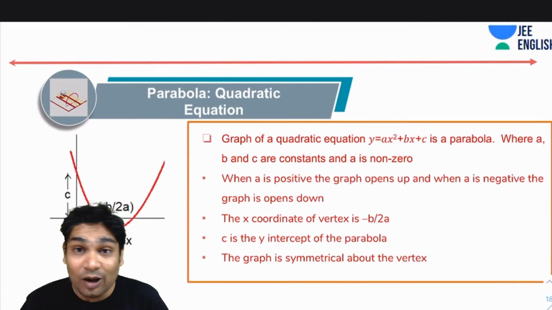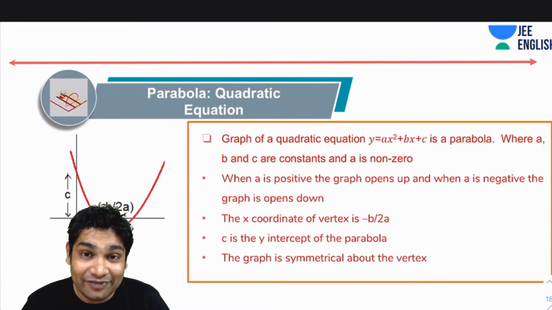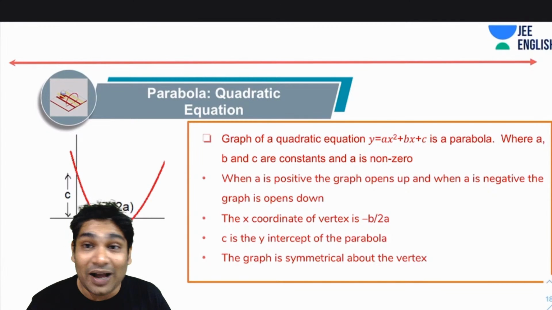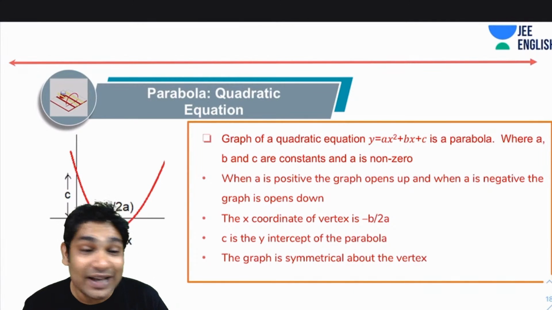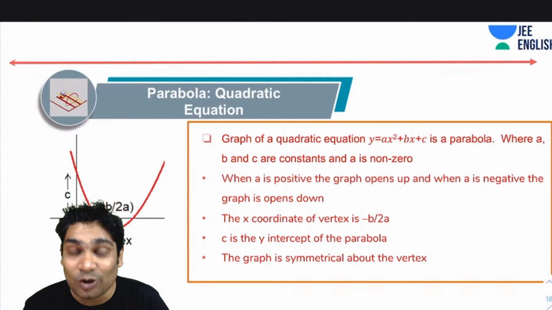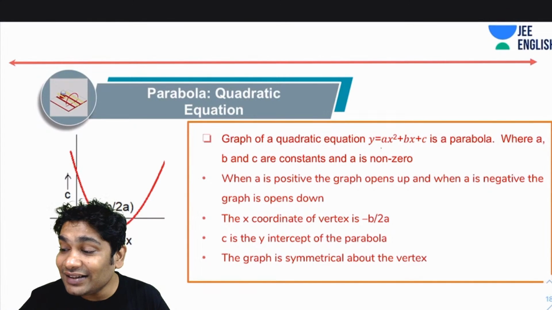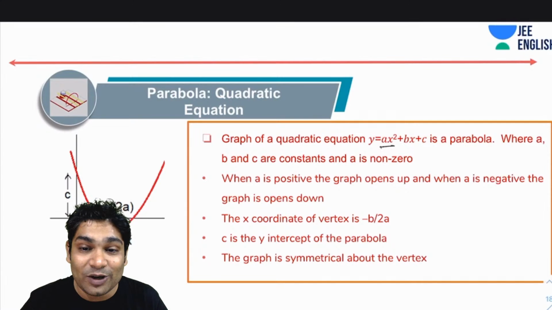Okay. Now, another very commonly used equation in our 2D motion analysis or even 1D motion analysis is the equation of a parabola. This is the quadratic equation. The graph of a quadratic equation given by y equals ax square plus bx plus c is called a parabola, where a, b and c are constants and a is non-zero. If a becomes zero, then this is your straight line equation. So it has to be non-zero.